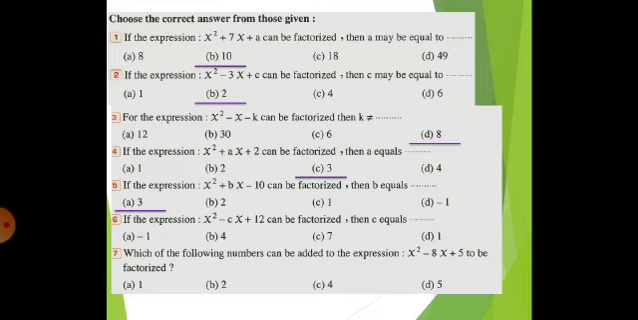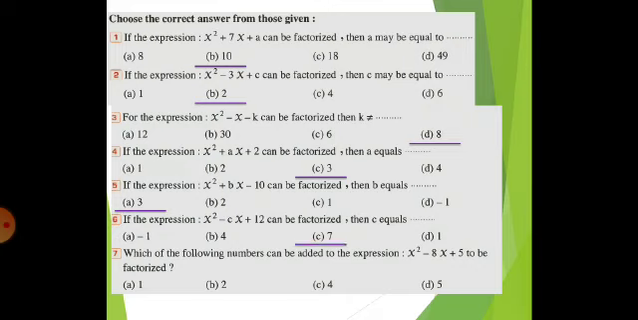x power 2 minus cx plus 12. 1 times 12 equals 12, so c can equal 13. 2 times 6, so c can be 8. 3 times 4, so c can equal 7.